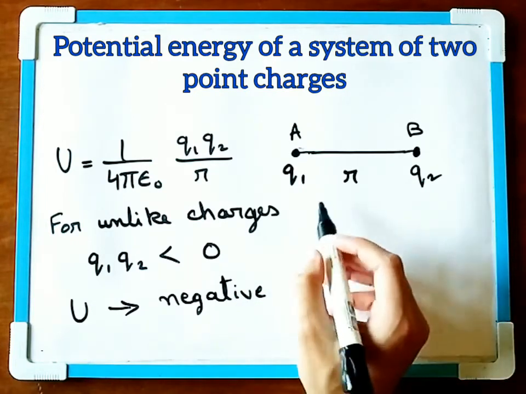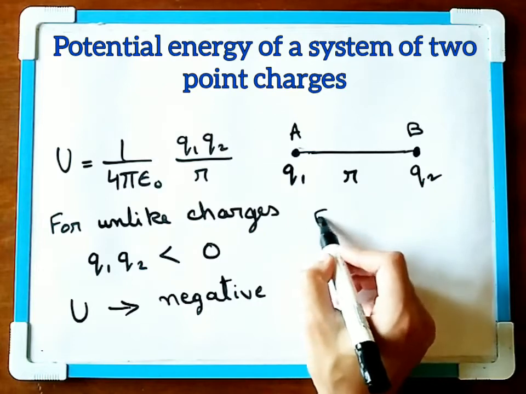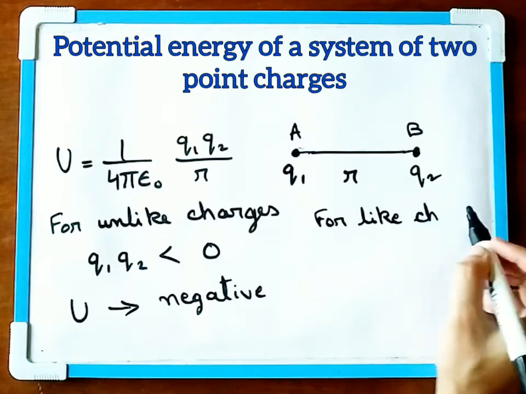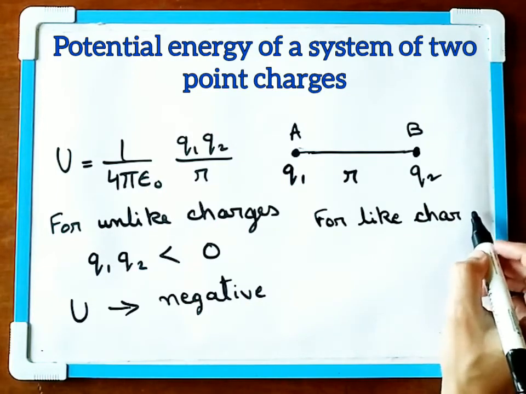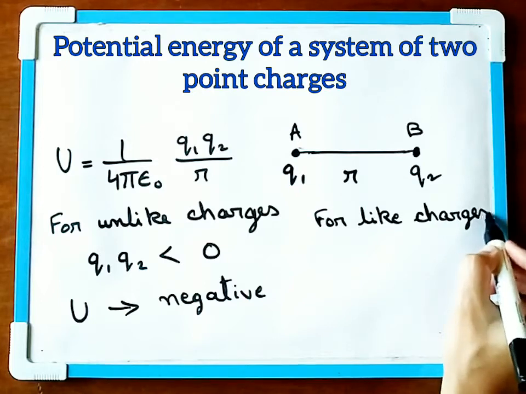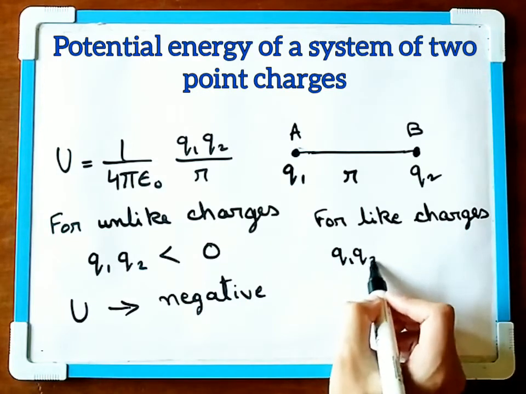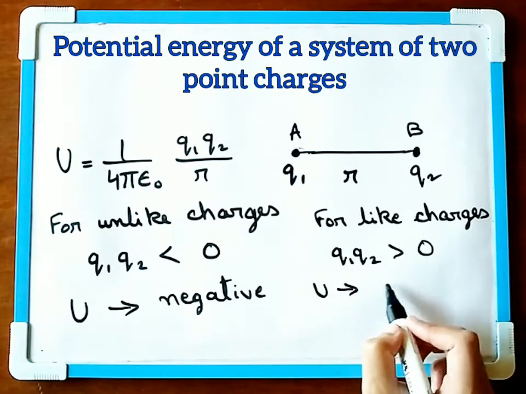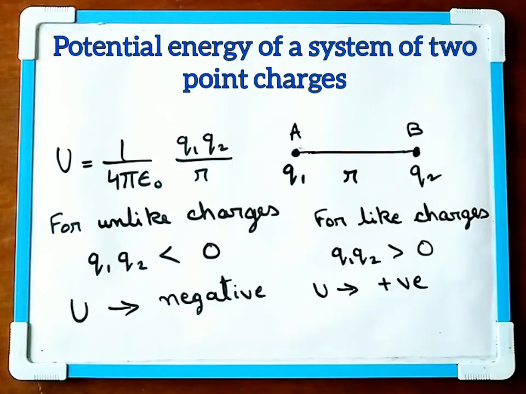Then for like charges, say positive and positive, or negative and negative, the product Q1 Q2 will be greater than 0, and in this case the potential energy will be positive. So if your potential energy is positive, the force between the two charges is repulsive in nature, and if your potential energy is negative, then the electrostatic force between the two charges is attractive in nature.